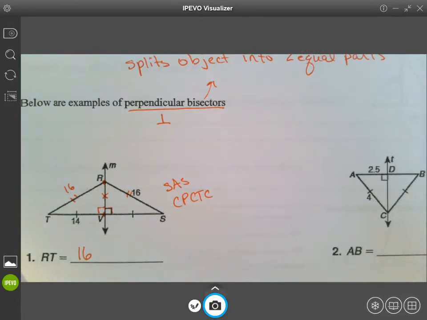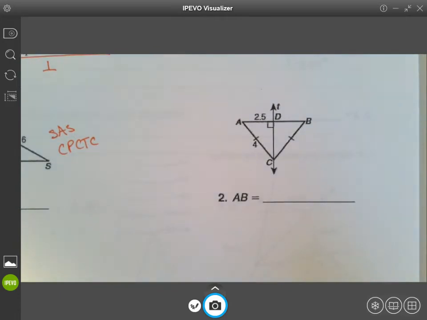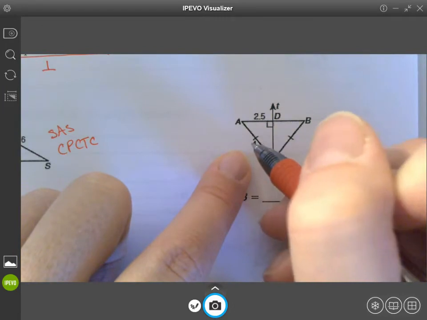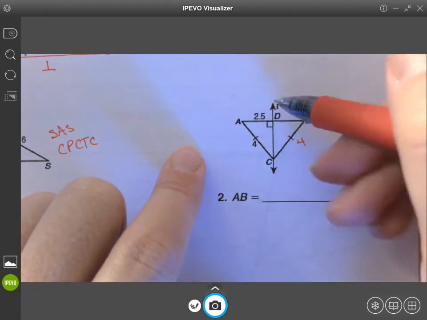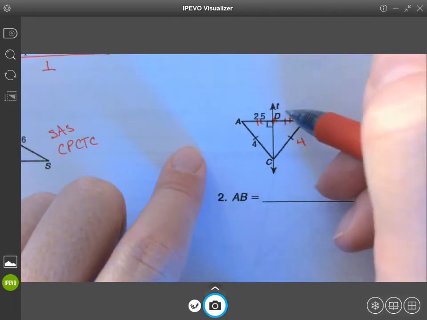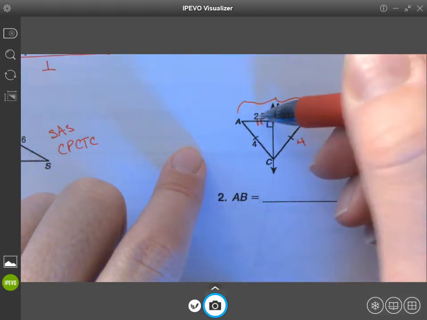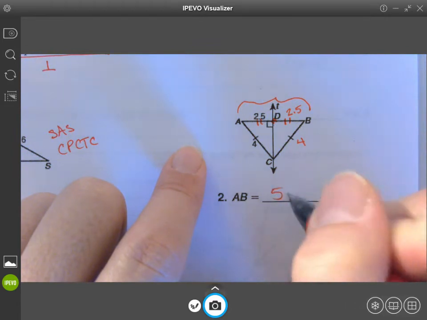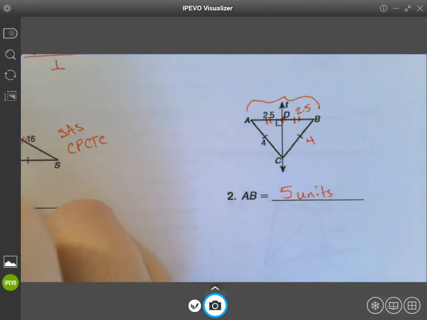So I will let you take a quick second to look at number 2. Maybe we will do this together. We'll see. Now they're telling you it's an isosceles triangle. So if that's 4, that's 4. Not only is it an isosceles triangle, we have a perpendicular bisector. That means that these are congruent. So what is AB? Well, 2.5 and 2.5 is 5 units. I guess I'll write units on the other one because it's units there.